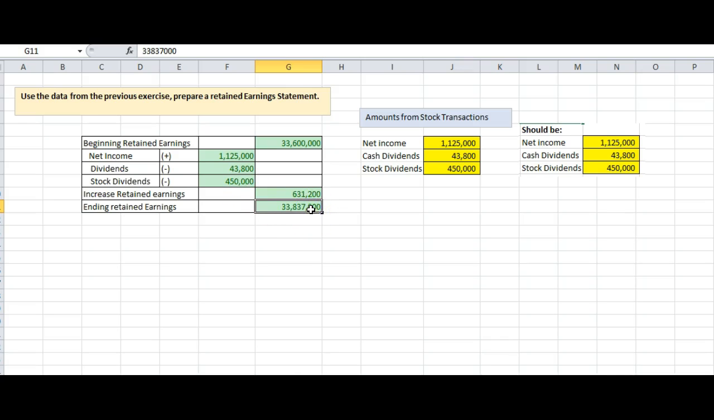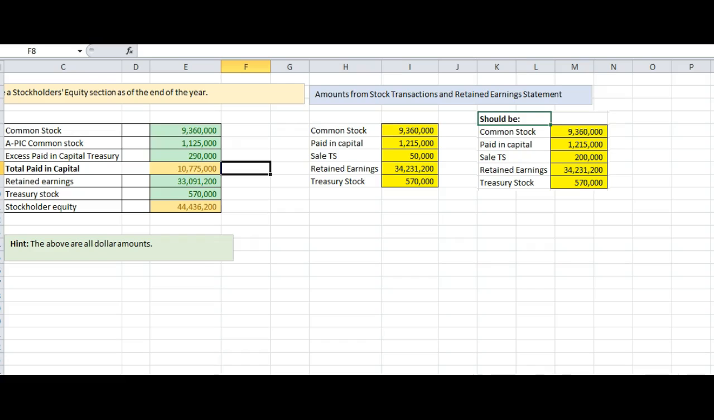Now we've got to add that to the beginning retained earnings. And we should come up with 34231, which is the number you need over here. So now we agree here, we agree here. Your sales here is off by 150,000.